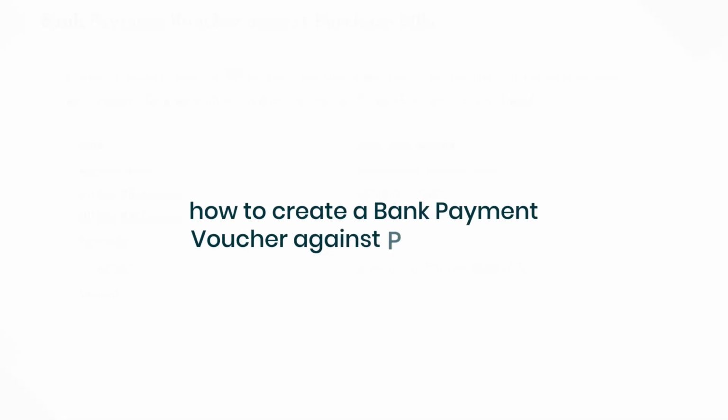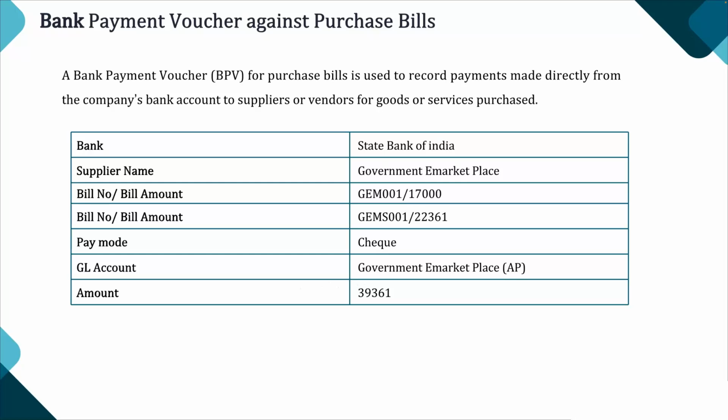Let us see in this video how to create a bank payment voucher against purchase bills. A bank payment voucher against purchase bills is used to record payments made directly from the company's bank account to suppliers or vendors for goods or services purchased. Let us take one supplier and one bank to make an entry.